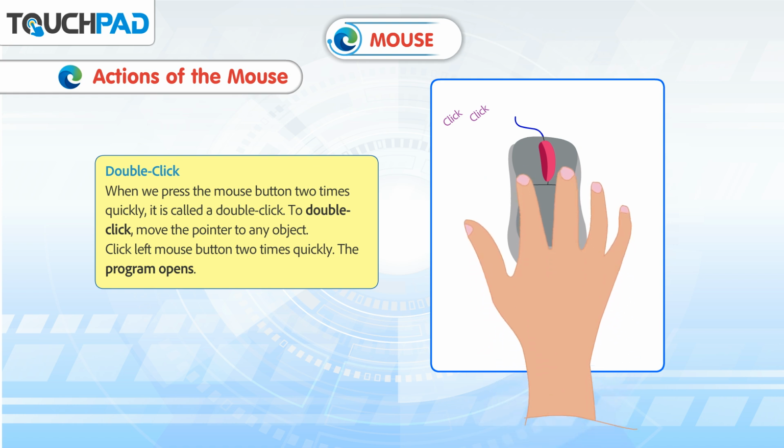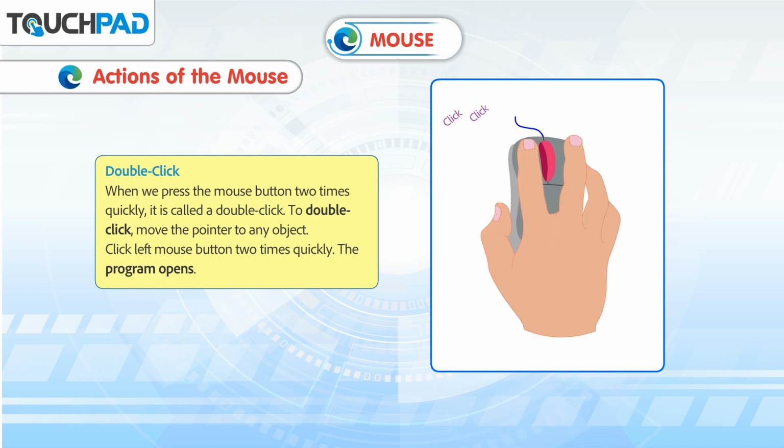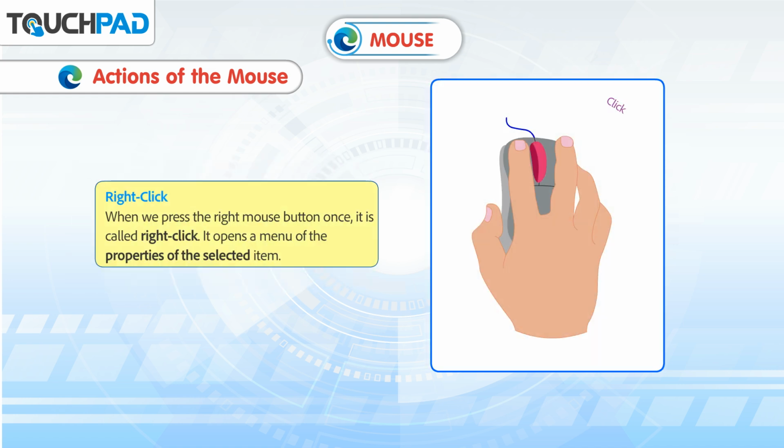Double click. When we press the mouse button 2 times quickly, it is called a double click. To double click, move the pointer to any object. Click left mouse button 2 times quickly. The program opens.